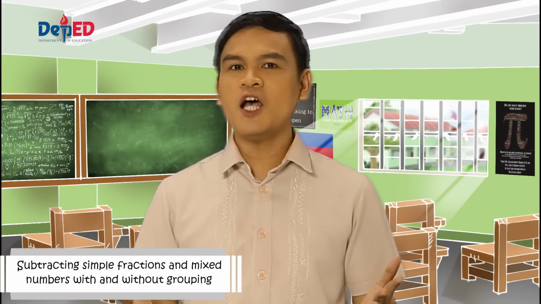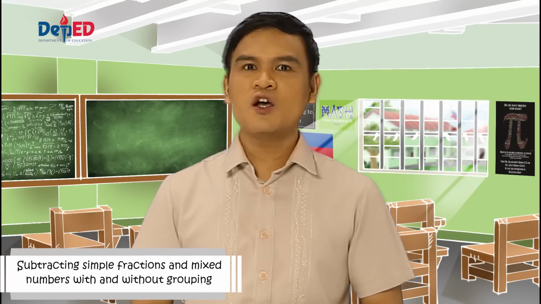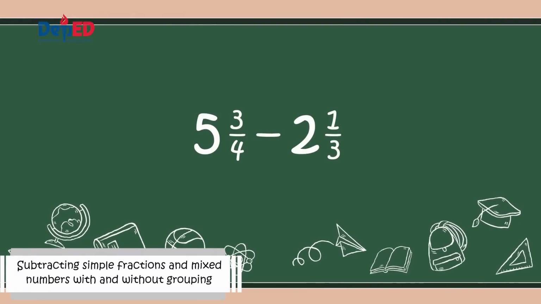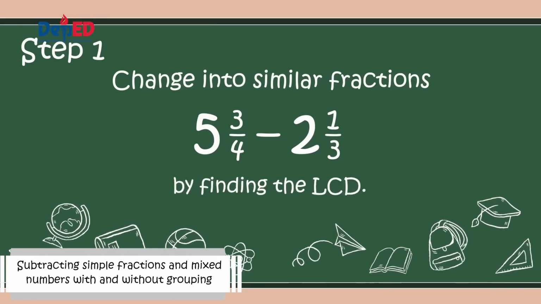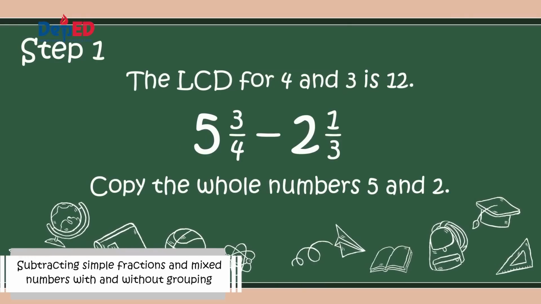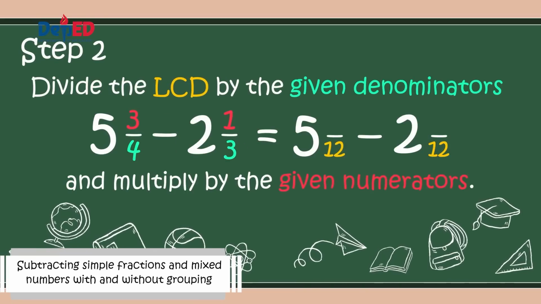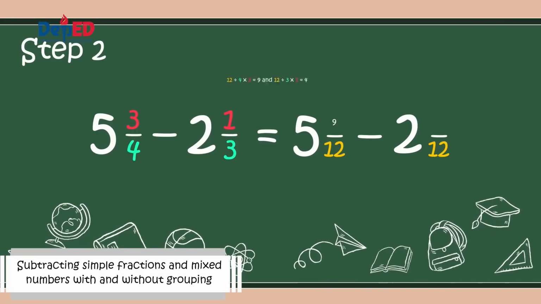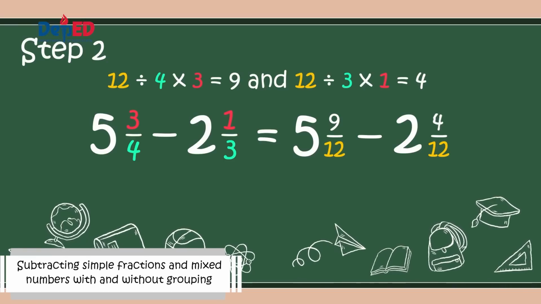Let us try another example. 5 and 3/4 minus 2 and 1/3. Step 1. First, change it to similar fractions by getting their equivalent fractions through the least common denominator or LCD. Let us find the LCD of 4 and 3. Yes, 12 is the LCD of 4 and 3. Copy first the whole numbers 5 and 2. Step 2. Divide the LCD by the given denominators and multiply by the given numerators. 12 divided by 4 times 3 equals 9. 12 divided by 3 times 1 equals 4.